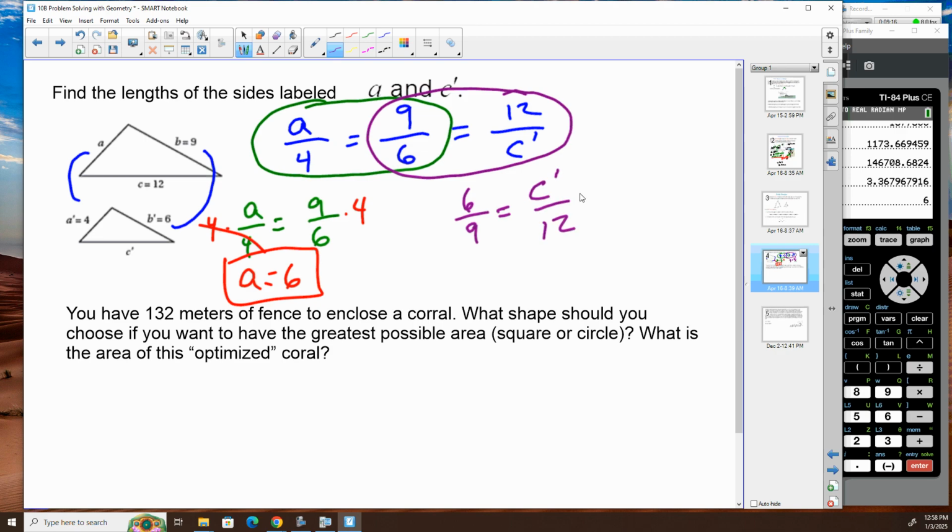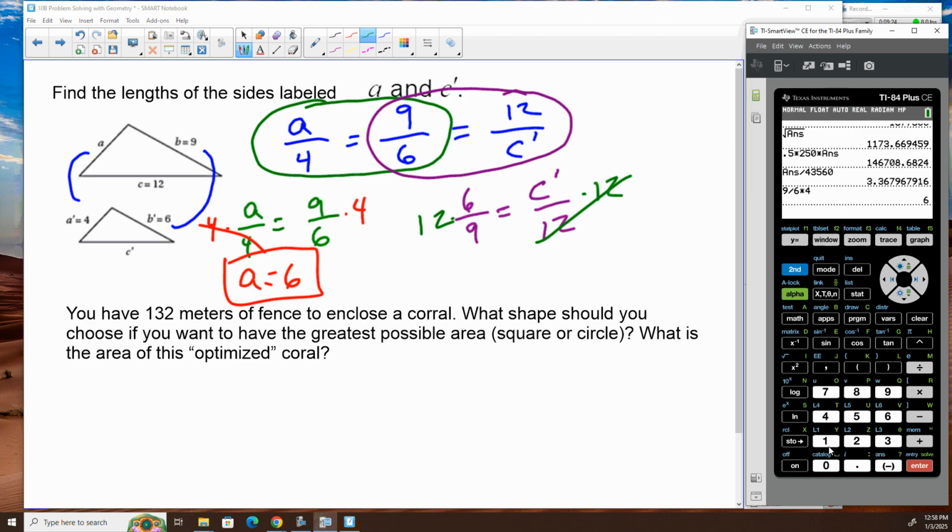So now to solve for C prime, I'm just going to times both sides of the equation by 12. So I'll go 12 times 6/9. And now I know that C prime is 8.